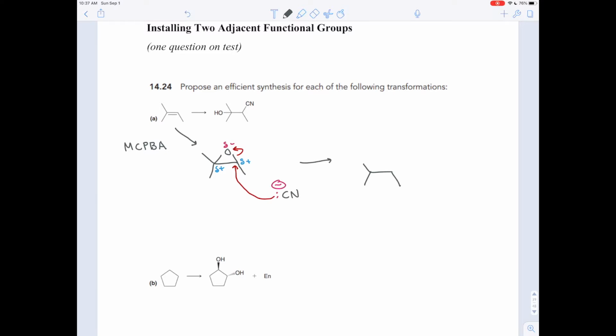The oxygen has the bond there still, and you'd have that CN. So we're pretty close to what we want. We just need to get a hydrogen on that oxygen.